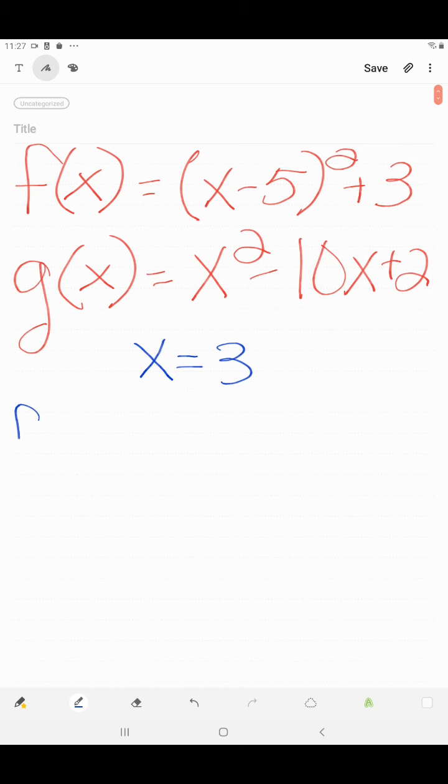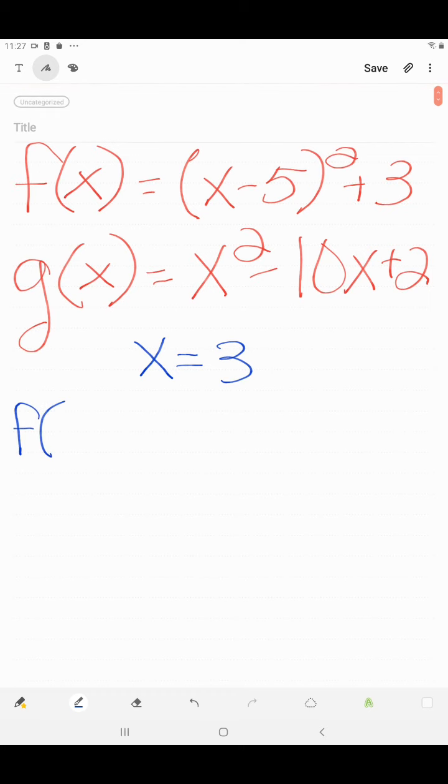So here we have f of 3. And all that means, ladies and gentlemen, is wherever you have an x, I'm going to substitute a 3 for it. So I'm going to plug that in, equals, instead of x minus 5, I say (3 minus 5) squared plus 3.